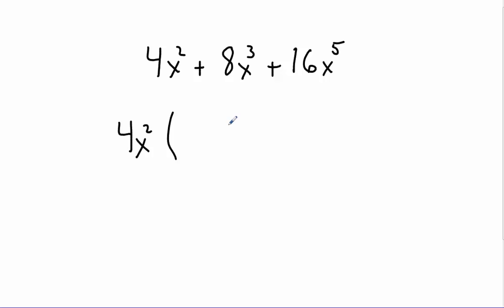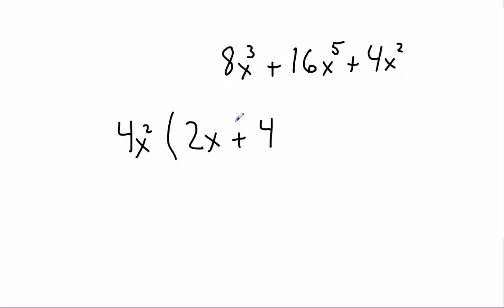Now, this is where kids get really confused, or they forget this a lot. What I'm going to do is take this 4x squared and move it to the back. I didn't change it mathematically, I just changed the way it looked. So we factor out a 4x squared from 8x to the third. 8 divided by 4 is 2. X to the third divided by x squared is x. 16 divided by 4 is 4. X to the fifth divided by x squared is x to the third. 4 divided by 4 is 1. X squared divided by x squared is 1.